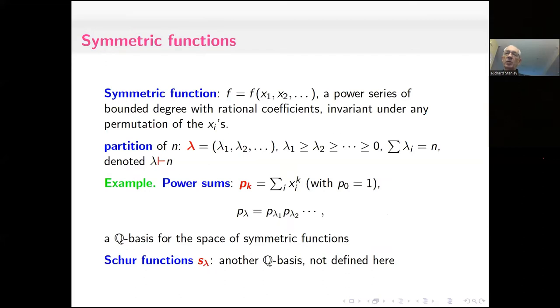The second basis, which will only come in a little bit, is the Schur functions. I'm not going to define them here. Most of you know what they are. They have a more subtle definition, but they're probably the most important basis for the theory of symmetric functions.